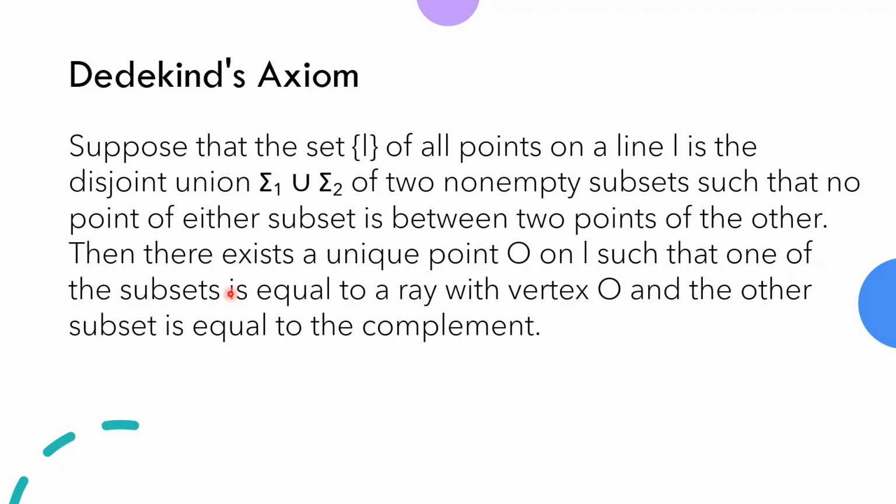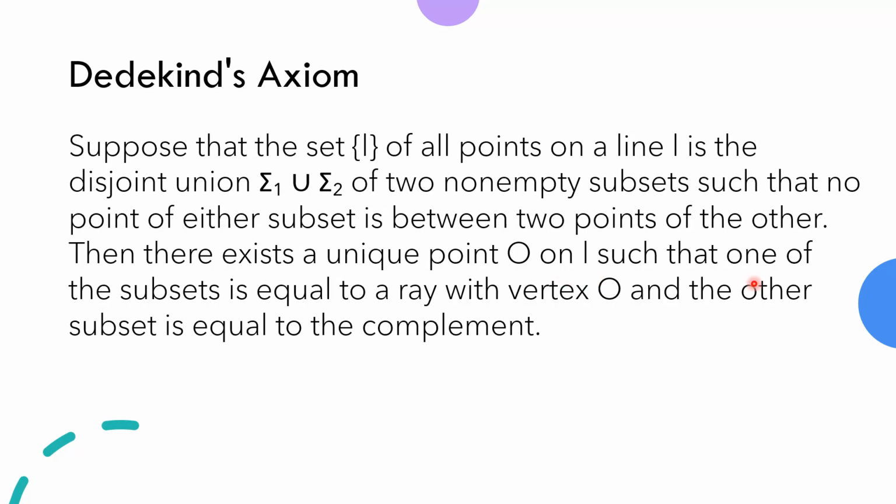And then you have here, then there exists a unique point O on L. Okay, so there is an existence guarantee. There is always such a point O. And it's not just existence that is guaranteed. We have uniqueness. There is exactly one such point O. And then point O lies on the same line L.